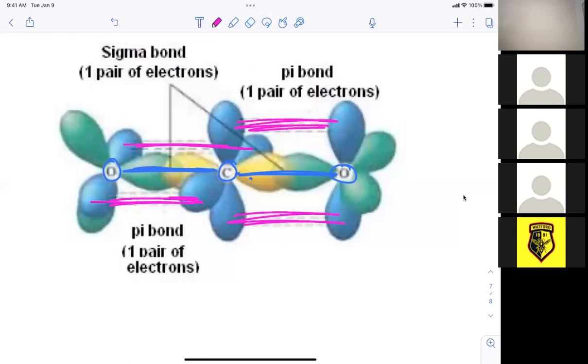So a double bond consists of one sigma bond and a pi bond. A triple bond consists of one sigma bond and two pi bonds.